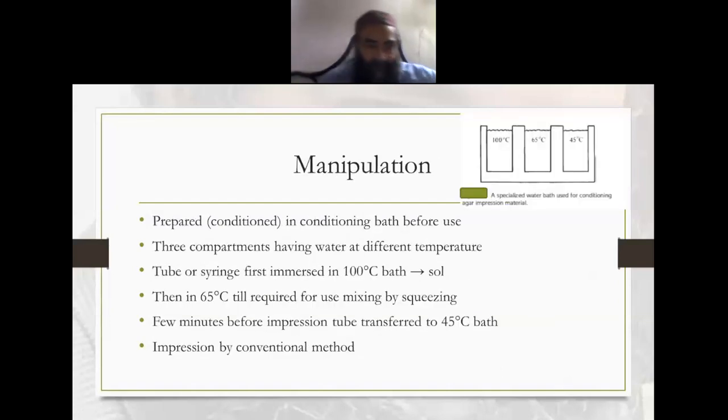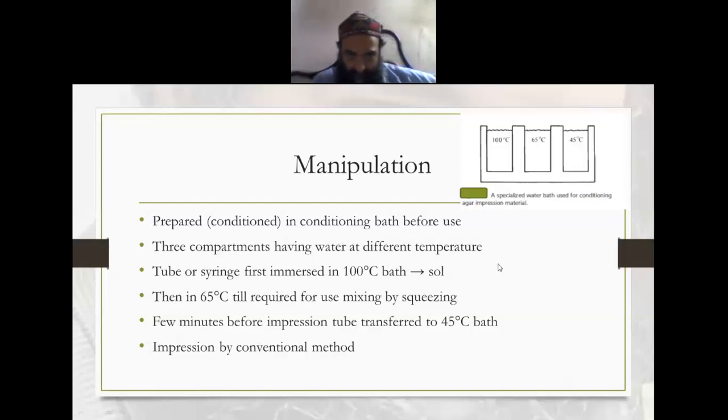Now the manipulation of agar. Simple manipulation. If we see this picture, there are three compartments there. You can say a specialized water bath for conditioning. Again, heat treatment through water, if provided to any material, is called conditioning. Here we can see one compartment is at 100 degrees centigrade, the other one is at 65 degrees centigrade, and the third one is 45 degrees centigrade.